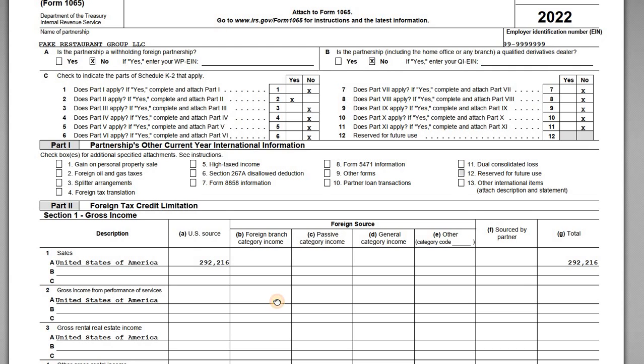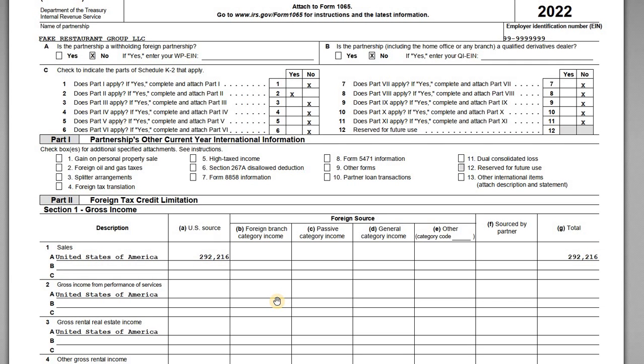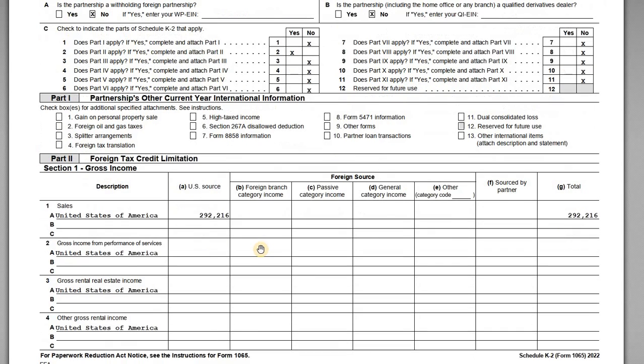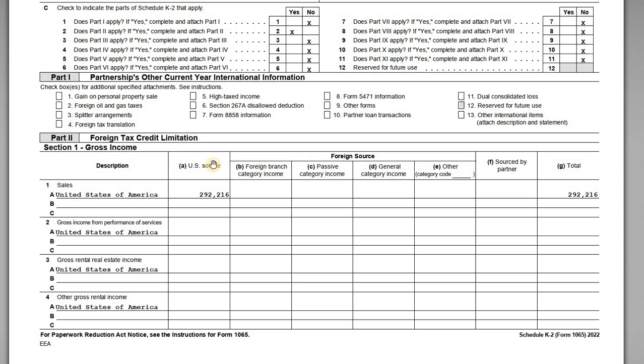And so what we're doing here is communicating not only for the partnership and to the IRS, but ultimately to the partners, that the activity that's going on within this company is going to be U.S. source, right? So column A, and we report the gross amounts of the sales and expenses. So the gross amounts of sales here, again, nothing is foreign source. So that's why you see lines B through E, nothing's being entered. This is all U.S. source activity.